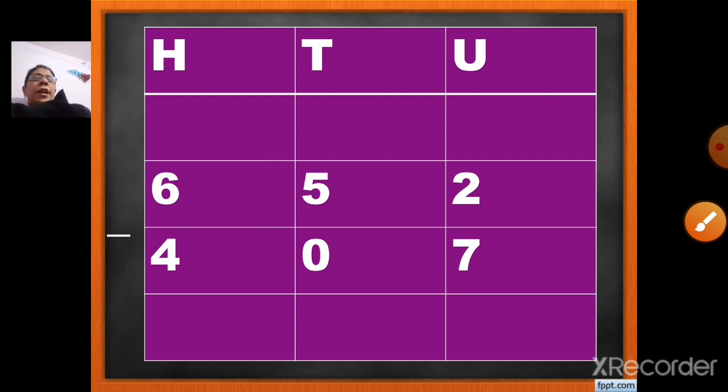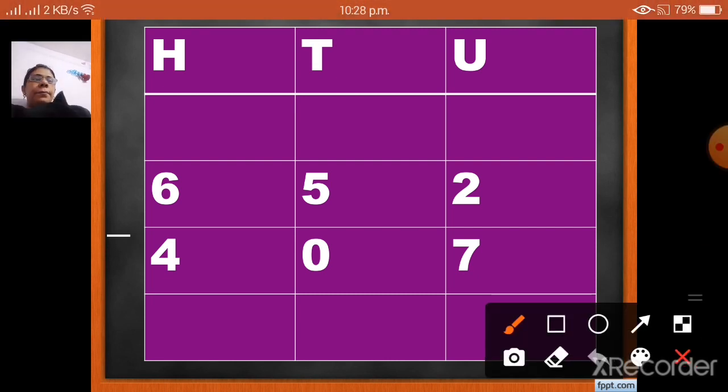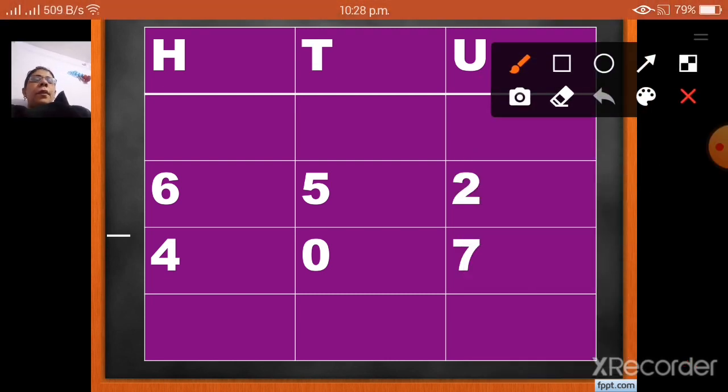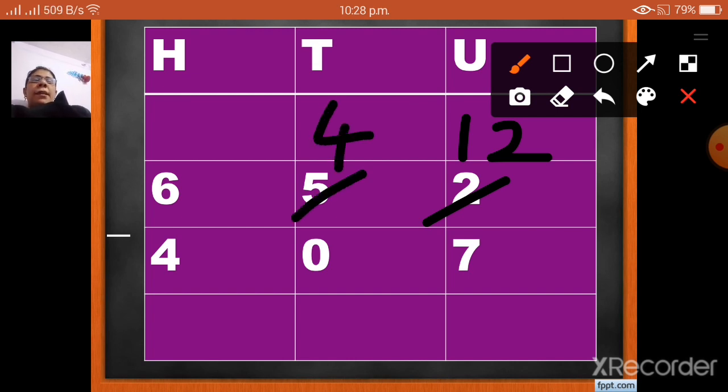Now 652 minus 407. Here the numbers are arranged according to their place value. Let us start subtracting. Now 2 minus 7: 2 is a smaller number, 7 is a bigger number. So we'll cut this 2 and make it 12, and this 5 will become 4. So 12 minus 7: after 7, 8, 9, 10, 11, 12. So 12 minus 7 will be 5.